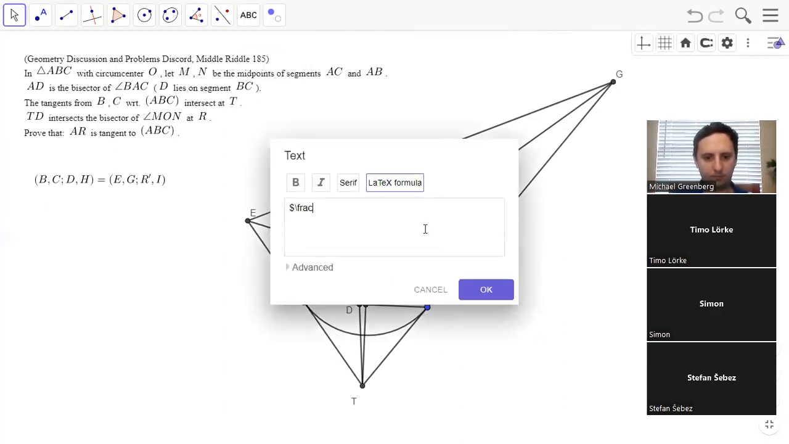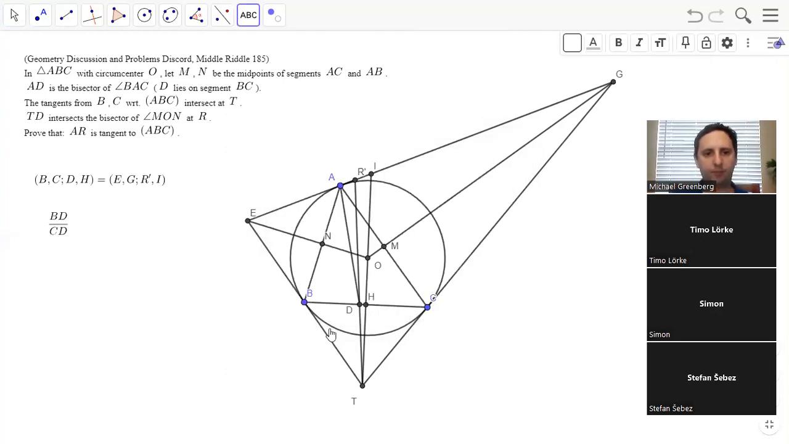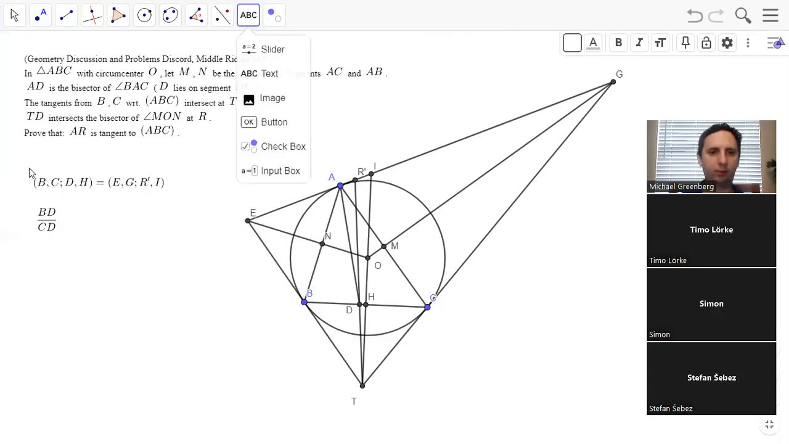Could you please explain how you got the cross ratio? Why are they equal to each other? So I have these four points, B, C, D, and H. If I project them through T onto this line, B goes to E, C goes to G, D goes to R prime, and H goes to I. Okay, got it, I just didn't see how they were projected at first. I'll add that projecting through T onto EG.